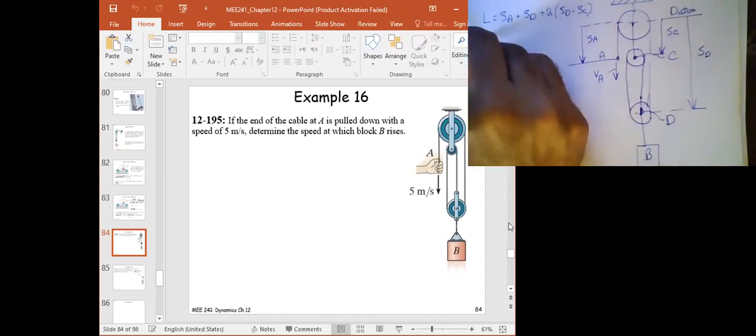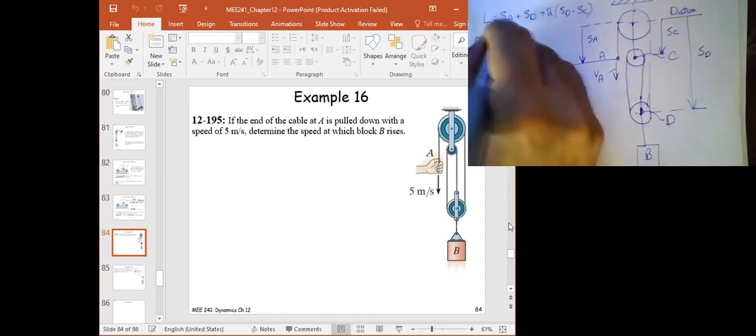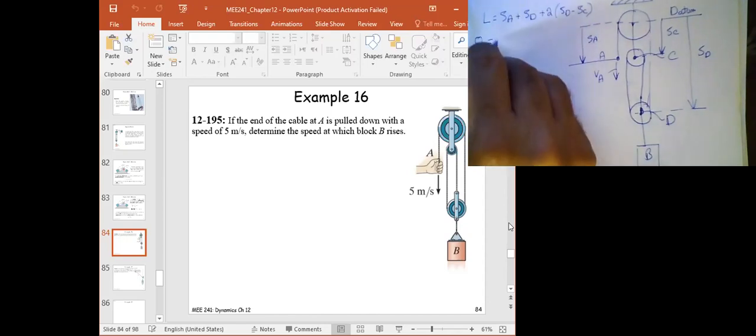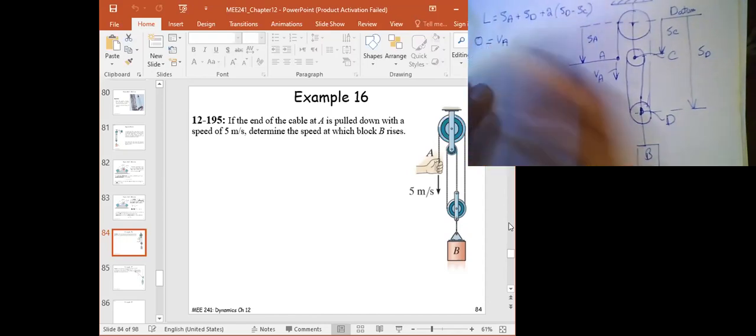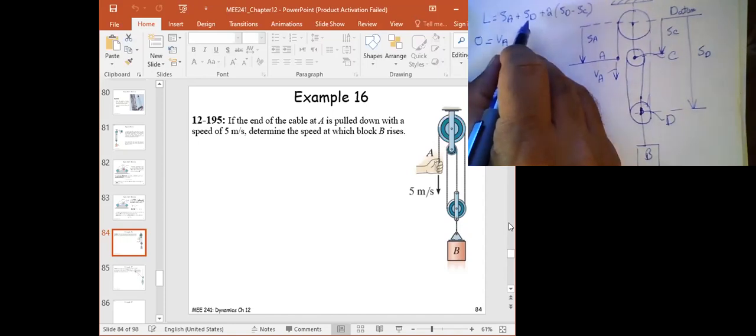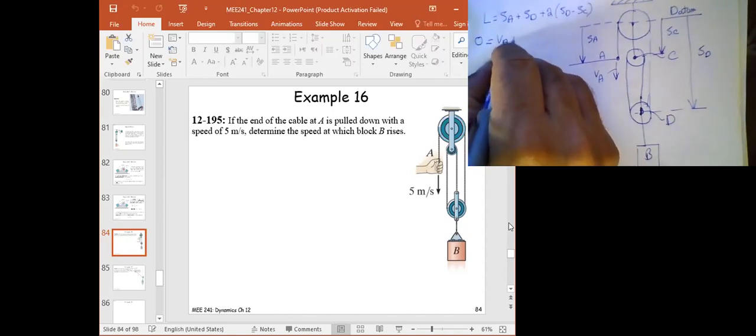You might want to differentiate. So if I differentiate that, I'm going to get 0. The derivative of SA is going to be equal to what? VA, right? Okay. The derivative of SD is going to be equal to what?